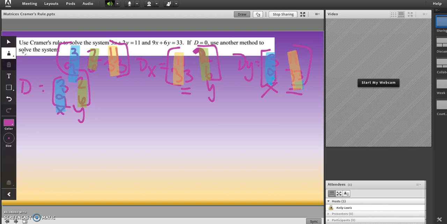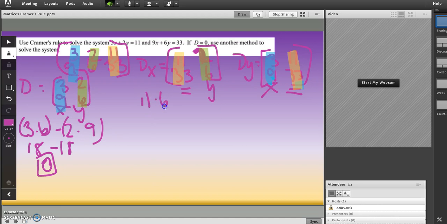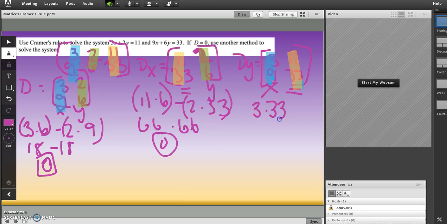Right, then we need to find the determinant. So we need to do 3 times 6 minus 2 times 9. So I get 18. Uh-oh, minus 18, we get 0. All right, since we get 0, we can't solve this. And I'll show you why. I'm going to keep going. We're going to do 11 times 6 minus 2 times 33. So we get 66 minus 66, we get 0. Oh, haha. Okay. 3 times 33 minus 11 times 9. We get 0 all the way around.